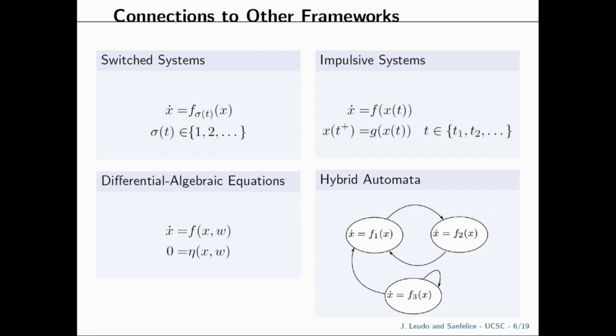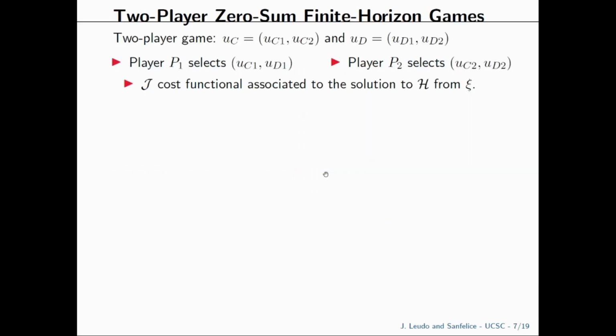This type of framework is convenient to cover different types of systems, such as switched systems, impulsive systems, DAEs, and hybrid automata. And to the best of our knowledge, there does not exist a work that proposes a hybrid games formulation with dynamic constraints modeled with this general approach for Finite-Horizon scenarios. So consider a two-player game in which player P1 selects the input with subindex 1, and player P2 selects the input with subindex 2, each of them with a continuous and discrete element. And consider a cost function J associated to solutions to such a system from an initial condition.